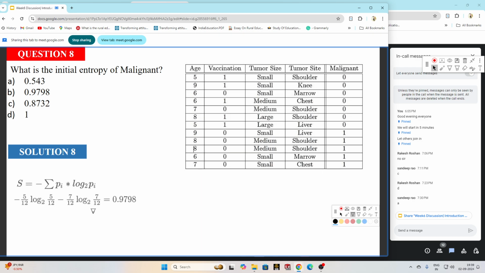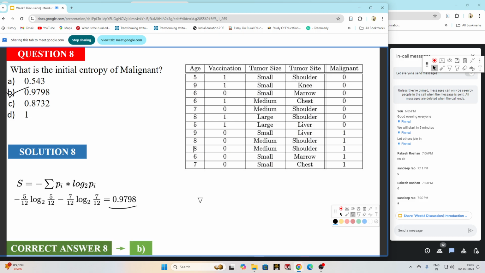Your total entropy of the set will be minus sigma pi log base 2 pi. So 7 will be 0 and 5 will be 1. So 7 by 12 log base 2 of 7 by 12, minus 5 by 12 log base 2 of 5 by 12. The answer will be 0.9798. So option B is your correct answer.